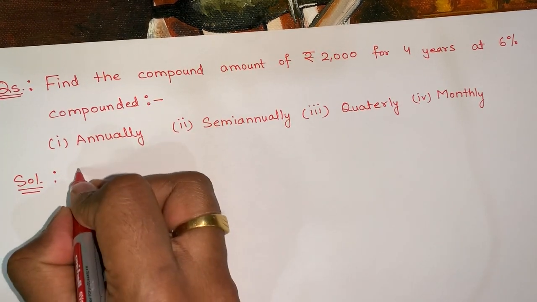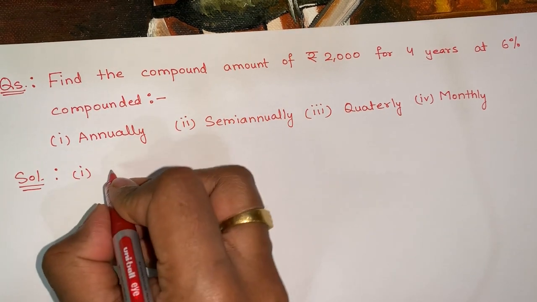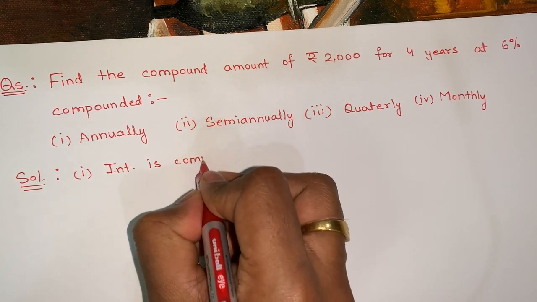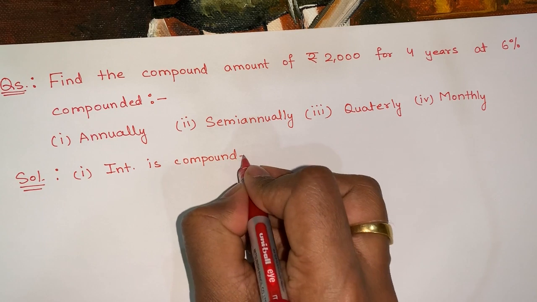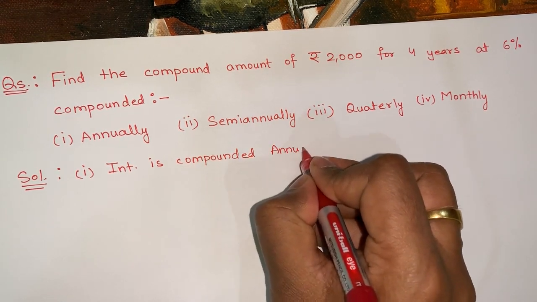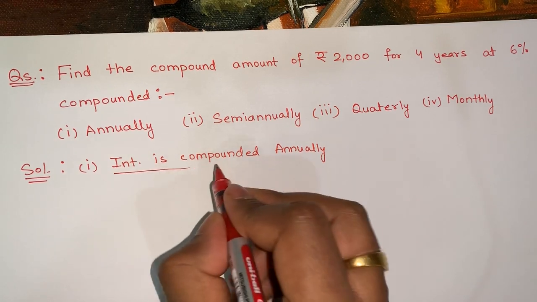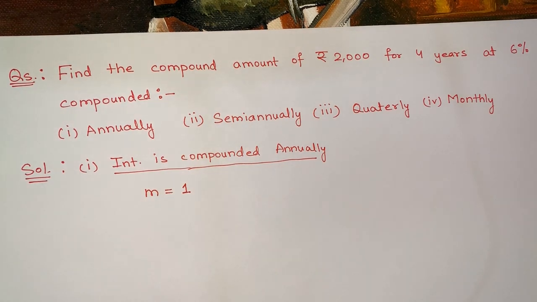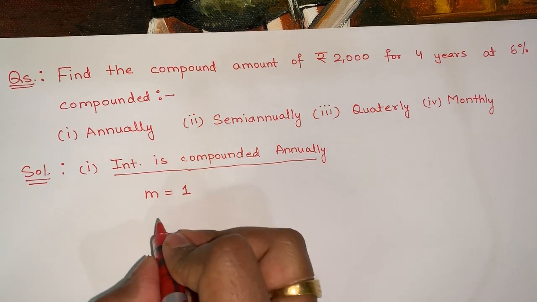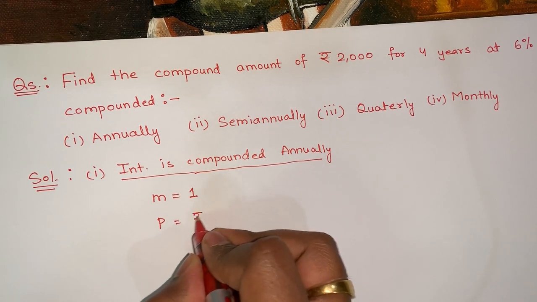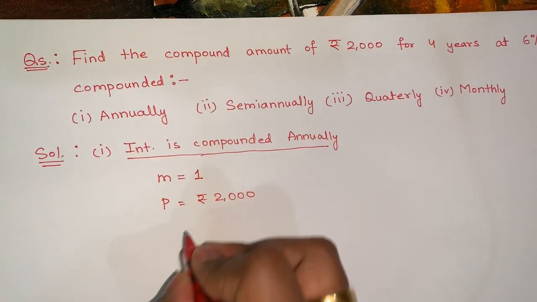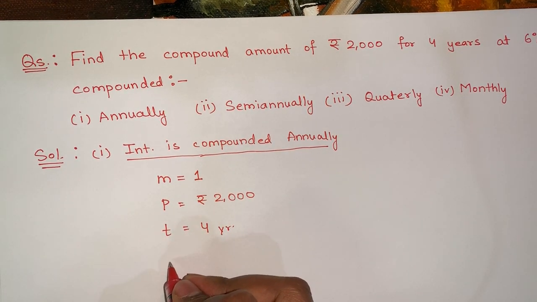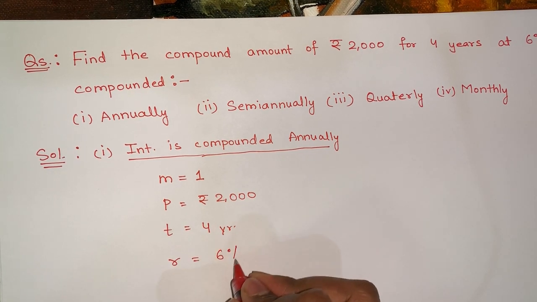So in the first part, if interest is compounded annually, then what would happen? In this case, what would be my m? My m is equal to 1 because we are only compounding once a year. My principal is rupees 2000. My time is 4 years. My rate of interest, that is r, is 6%.